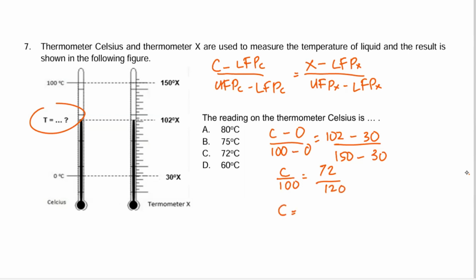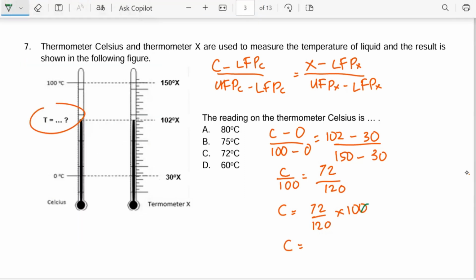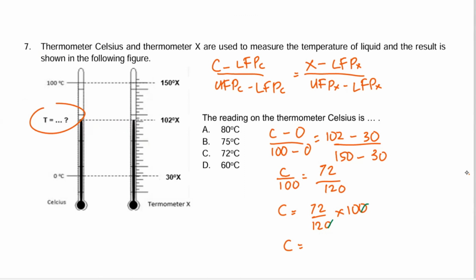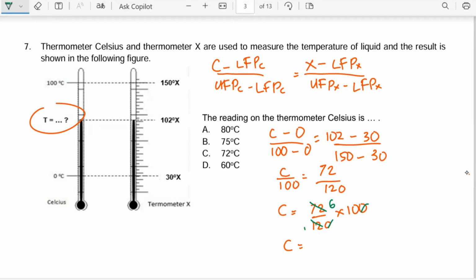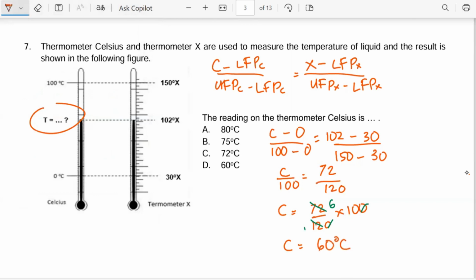So we can send 100 to the other side, so it's going to be the multiplication. So 72 over 120 times 100. So C equals to, okay, we do the crossing again. So we have 10 here and 10 here. And then 72 divided by 12 is 6, this is 1. So we got 6 times 10 divided by 1. So we got 60 degrees Celsius. So the answer is delta. That's question number 7.